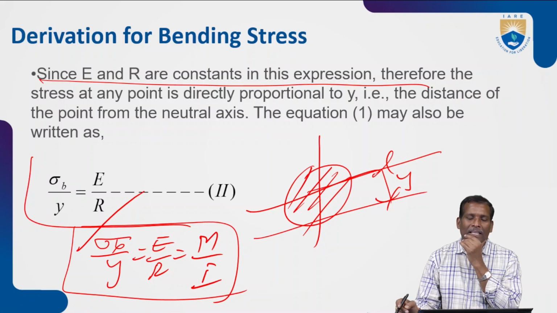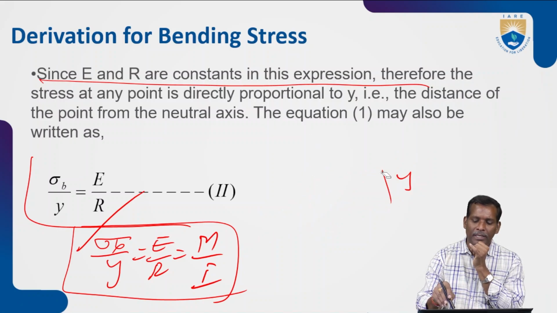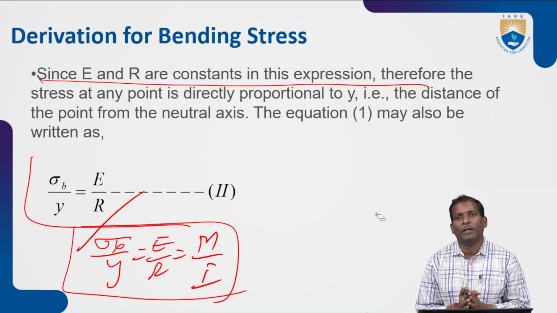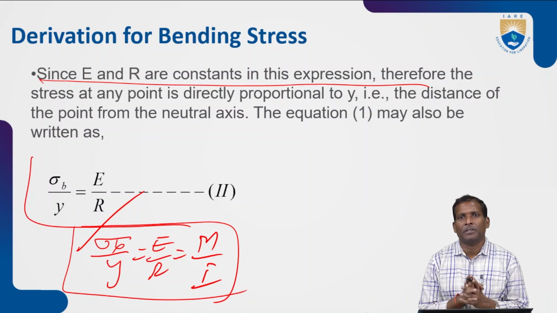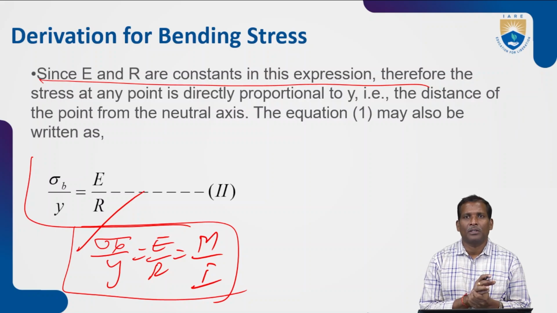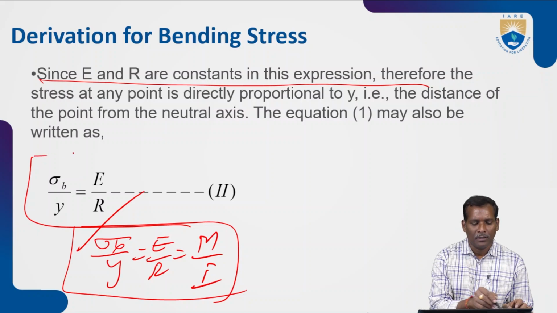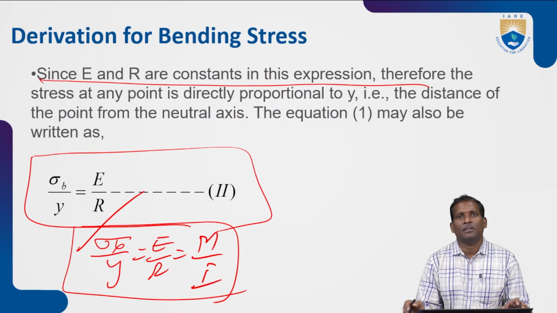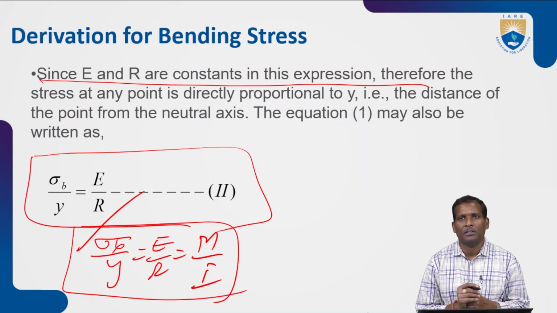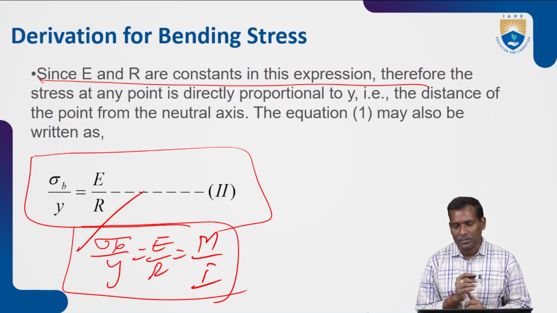So in this bending stress equation, the bending moment and the modulus and moment of inertia depend upon the section of the given beam. Clear? But the basic bending stress equation to write is sigma b by y is equal to E by R. Take E as the elastic constant and R as the radius of curvature. There is no change, these two are constant. You may write this equation like this.